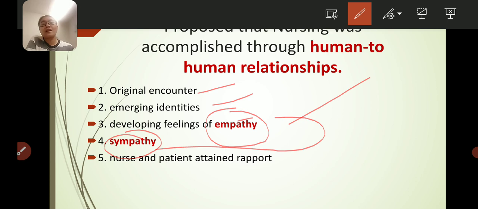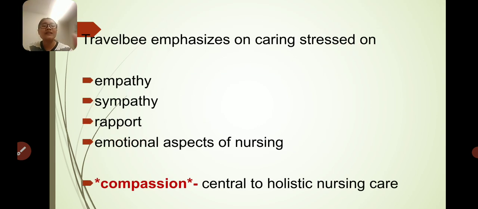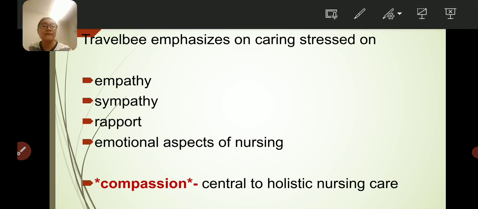When you say empathy, you are putting yourself in a patient's condition. O kagibutang nimo imuhang sitwasyon sa sitwasyon sa imuhang pasyente. That's empathy. You are internalizing, okay? When it's sympathy naman, it's like you're just caring for your patient. Naluoy lang ka because she or he is experiencing something huge sa ilang health, naidako nga problema sa ilang health. That's sympathy. Nakisimpatiya ka. But we say empathy is much deeper, okay? Like you are putting yourself in their condition, in their situation. That's how you differentiate the two in our own vernacular language. And Travelbee emphasizes caring, stressed on empathy, sympathy. Okay, yun yung difference ng dalawa.